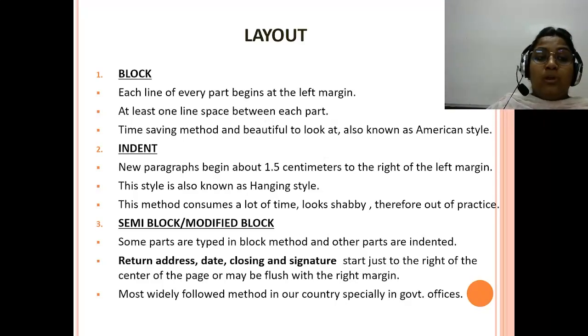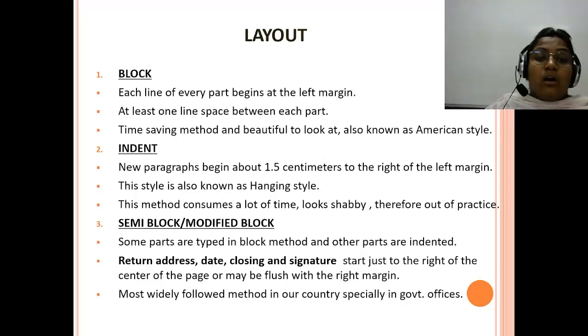Next comes indent. What is indent? This style is also known as hanging style. This method consumes a lot of time and looks shabby, therefore it is out of practice. New paragraphs begin about 1.5 centimeters to the right of the left margin.